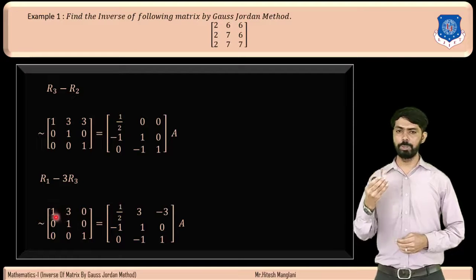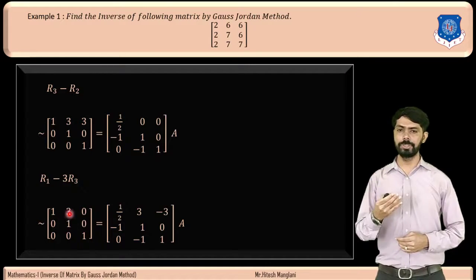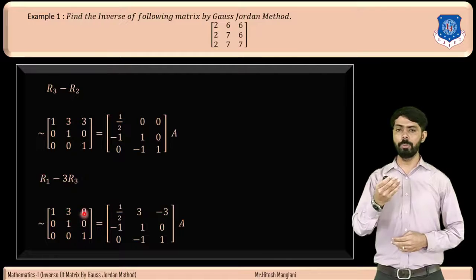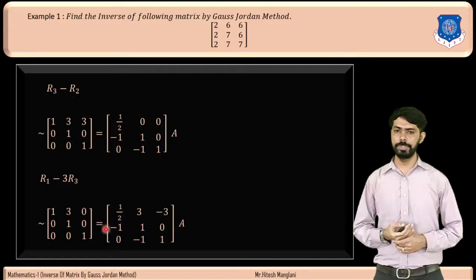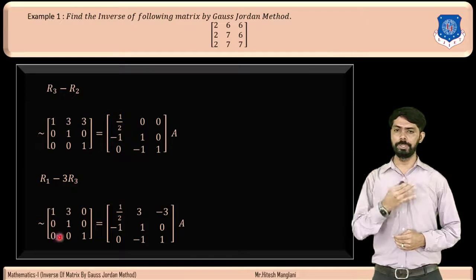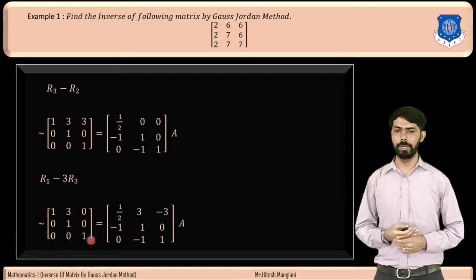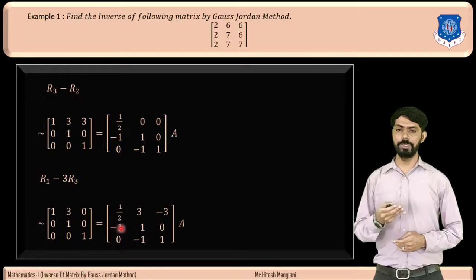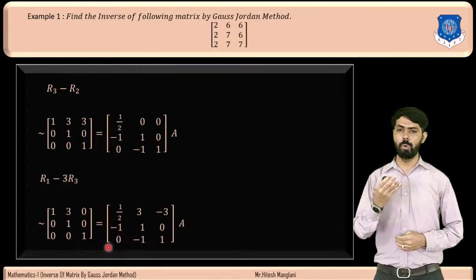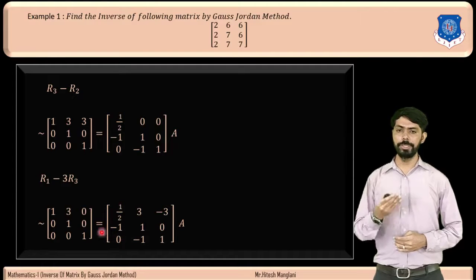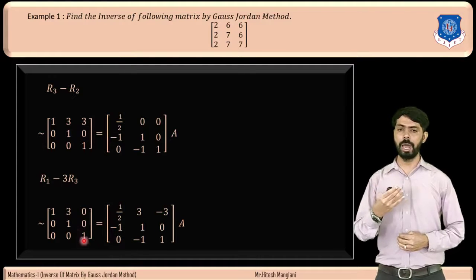So here 1 minus 0, so it will be 1. Then 3 minus 3, so it will be 0. Then 0 minus 0, so it will be 0, and the second and third rows will be as they are. Therefore, the second row will be 0, 1, 0 and the third row will be 0, 0, 1. Now we will have to apply this operation to the right hand side also. And the row operation that we are applying is R1 minus 3R2.